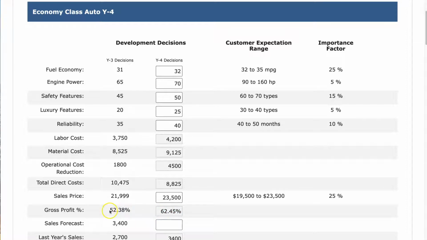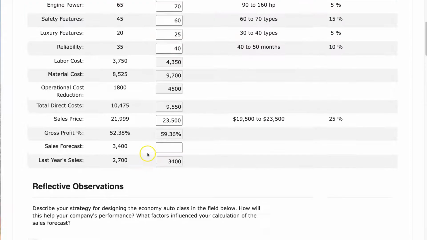I went up from 52 to 62% profit margin, and that's because I made those operational cost investments last round that pushed me up from 18 to $4,500 cost reductions. So that helped me greatly improve. And with that, I can push up some characteristics, like I'm going to improve my fuel economy to the higher end of the range, since I now have a little bit more wiggle room with my profit margin. I'm going to push up the safety features a bit. So I'm going to leave it at 59. My goal is to get most cars to 59 this round.